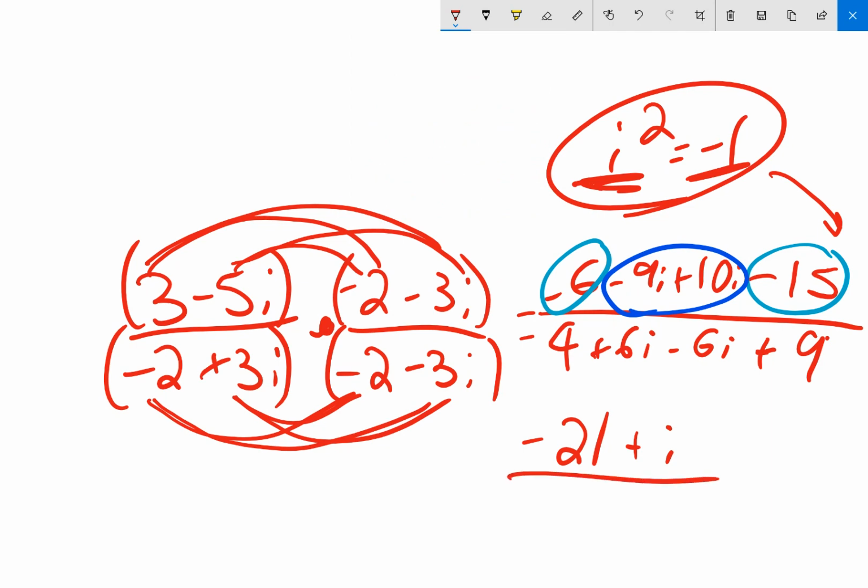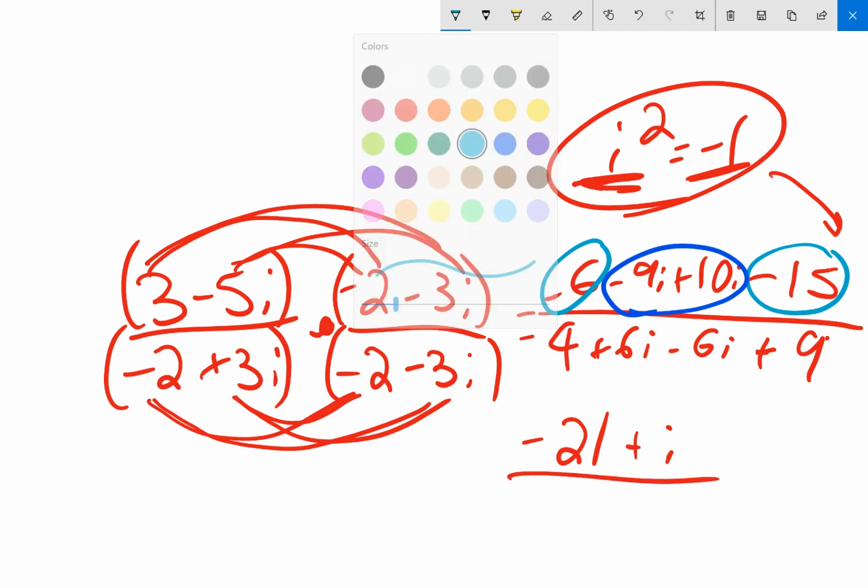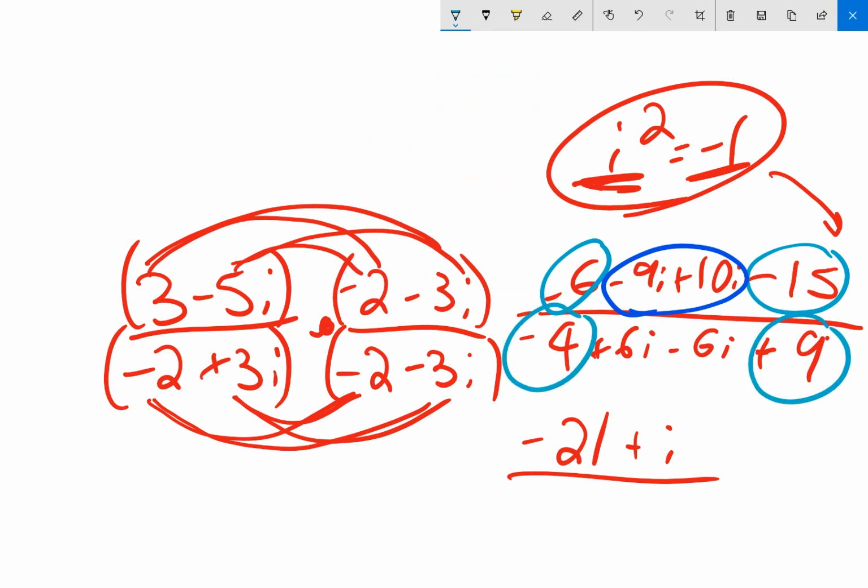Okay. And on bottom, we have 4 plus 9. 4 plus 9 is 13. Actually, negative 4 plus 9. Negative 4 plus 9 is 5. So we're going to write 5 there. And then the positive 6i minus 6i will cancel out. So I don't have that. It's just 5 on the bottom. And so that's my answer.